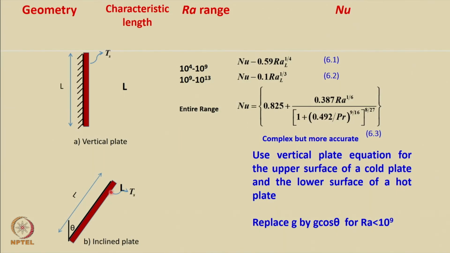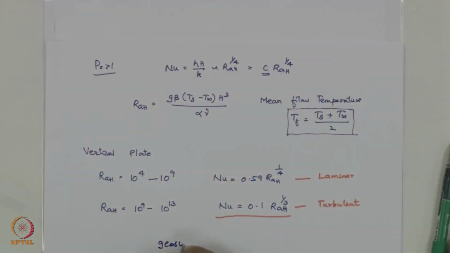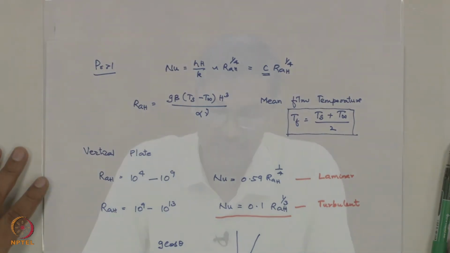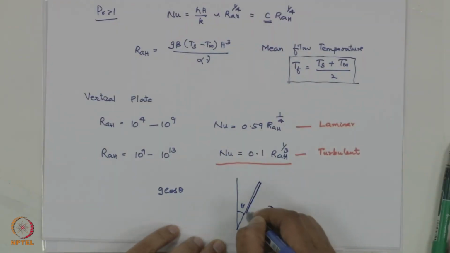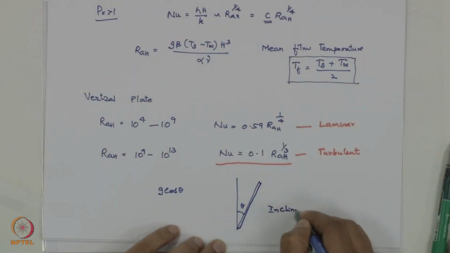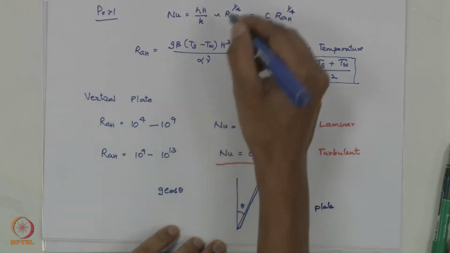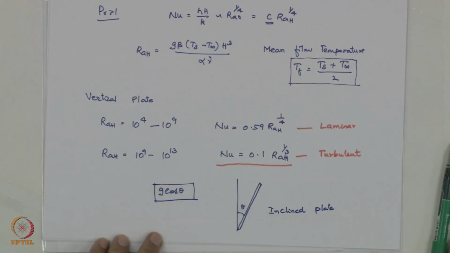And if it is an inclined plate, all that you need to do is, in the Rayleigh number, replace g with g cos theta, where theta is the angle of the plate with respect to the vertical. If my plate is inclined, the same correlation holds good, except for the fact that you replace g with g cos theta, for Rayleigh numbers less than 10 to the power of 9.